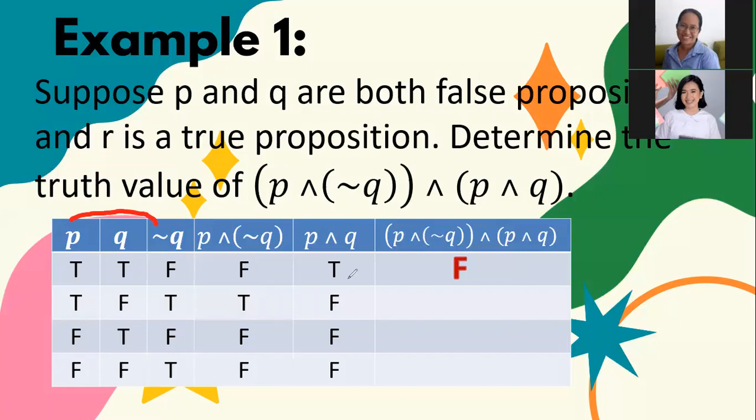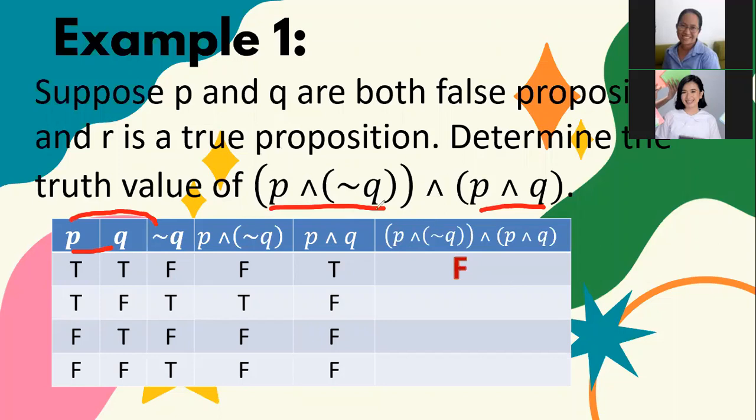And then the next operation is to perform the conjunction of P and Q. For this one, para bang you are following the GEMDAS rule. Yun yung ginagawa natin dito sa forming the truth table of propositions. So kukunin natin yung conjunction ni P and Q. We will look at these 2 columns. Again, the only true proposition is if the conjunction of P and Q is true when both are true.